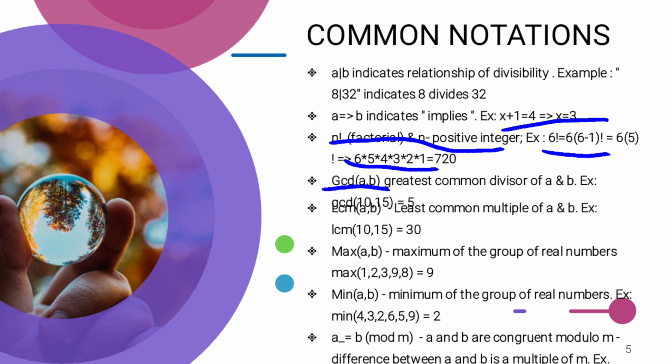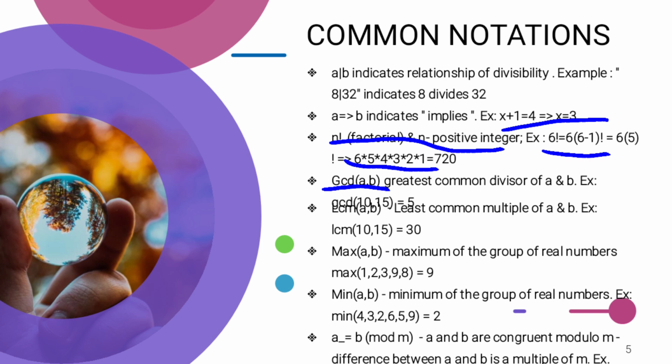So for GCD of A comma B, the divisor should be common to both A and B. It should divide both A and B, and it should be the greatest such divisor. And here for 10 and 15, 5 divides both 10 and 15. 5 divides 10, 5 twos are 10. 5 divides 15, 5 threes are 15. And any larger number other than 5 cannot divide both 10 and 15. So the greatest common divisor is 5.